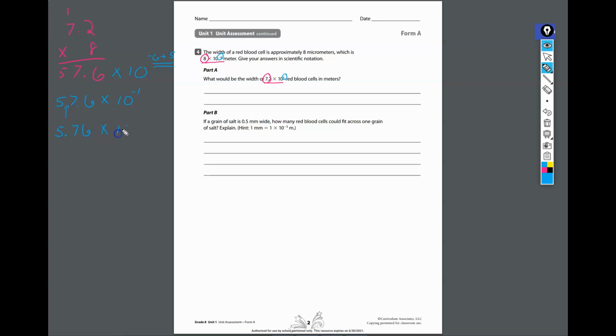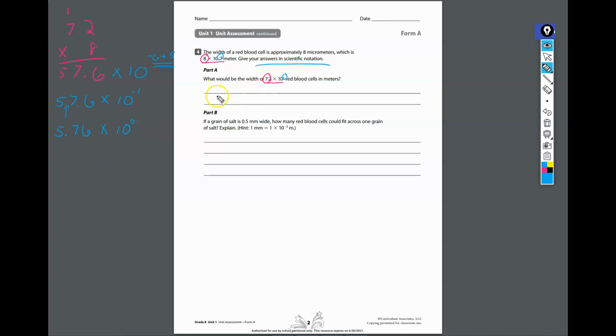5.76 times 10. Now whenever I move the decimal, it's going to change my exponents. Notice this went from 57.6 to a smaller number, 5.76. So if this number gets smaller, this number gets bigger. Well, I moved it over 1. Then this is going to get bigger by 1, and that's actually going to become 0.